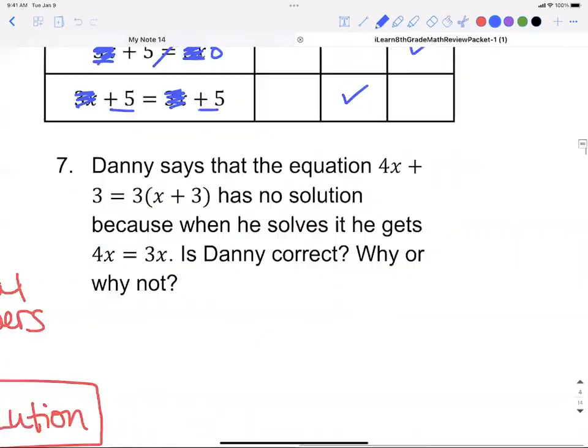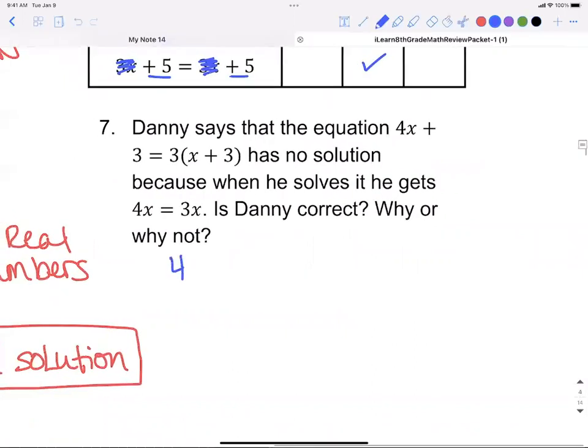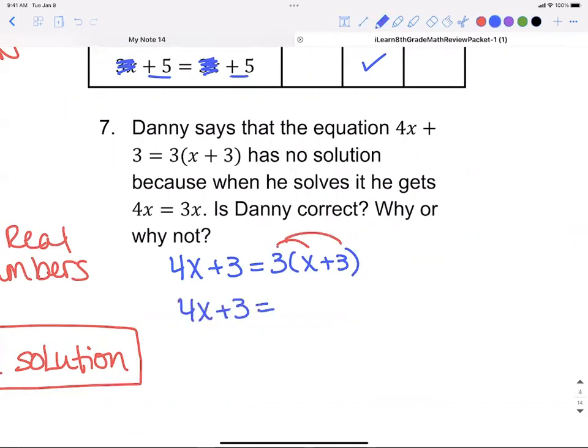So let's take the equation that Danny has. He has 4x plus 3 equals 3 times x plus 3. And we know we got to distribute before we do anything. And so we get 4x plus 3 equals 3x plus 3 times 3 is 9. Now, right off the bat, you can see that Danny is not correct. Danny said it was no solution. And we can see that we have a 4x and a 3x that are not going to cancel each other out. So we can just say, is Danny correct? No. It is one solution.